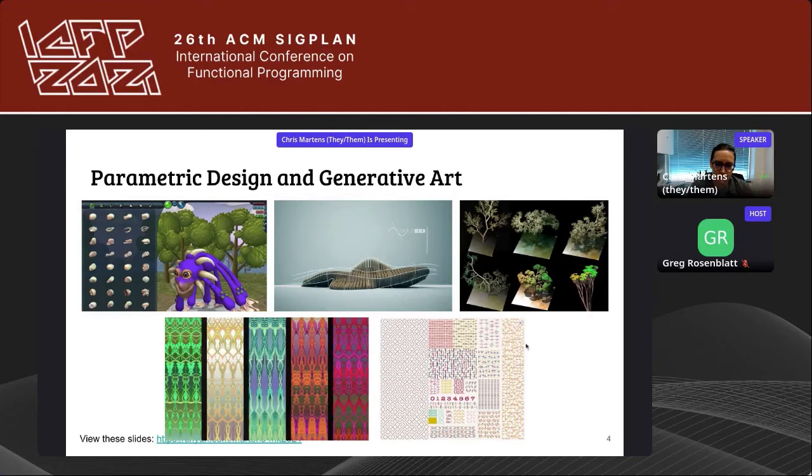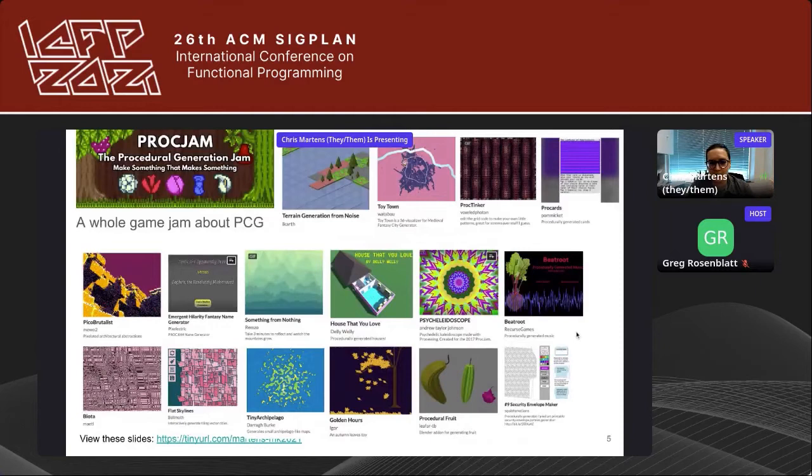There's a whole game jam, or maybe software jam, dedicated to this idea that dozens of people participate in every time it happens, called Proc Jam. And I love the tagline for this: make something that makes something. Because that's, I would say, the underlying ethos of a lot of procedural content generation work: each PCG project is building an engine that can generate a possibility space of content. And you get a huge amount of variety from things like this.